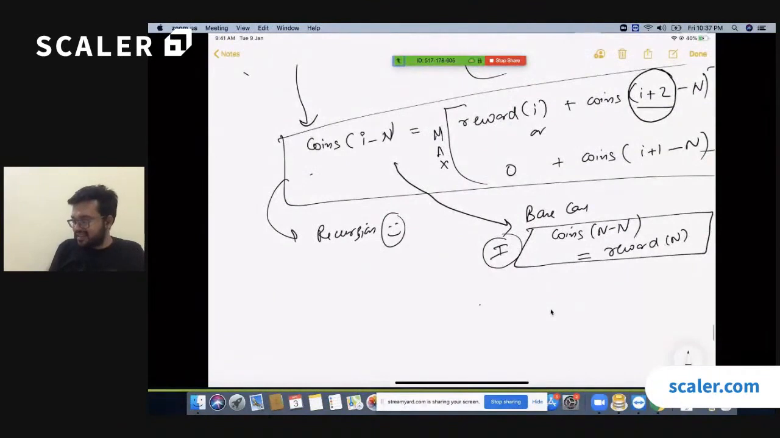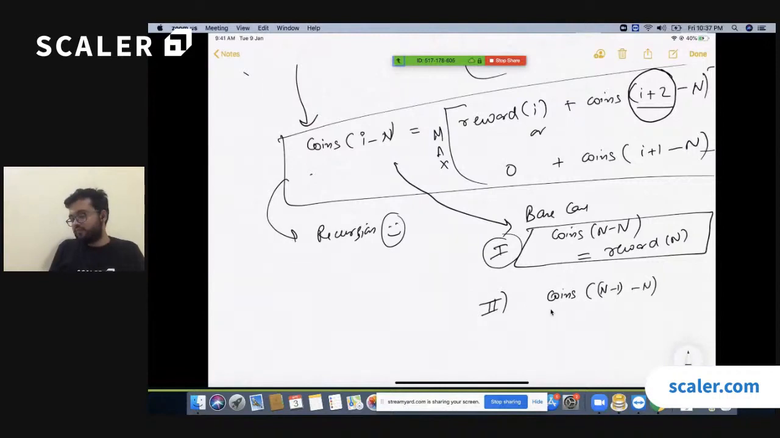So the second base case would be: what is the best answer for looting the houses from n minus 1 to the nth house? Now, if you have only two houses, n minus 1 and n, can you loot both of them? No, you cannot loot both of them. Should you loot none of them? No, you should not loot none of them. In fact, you should loot exactly one of them.